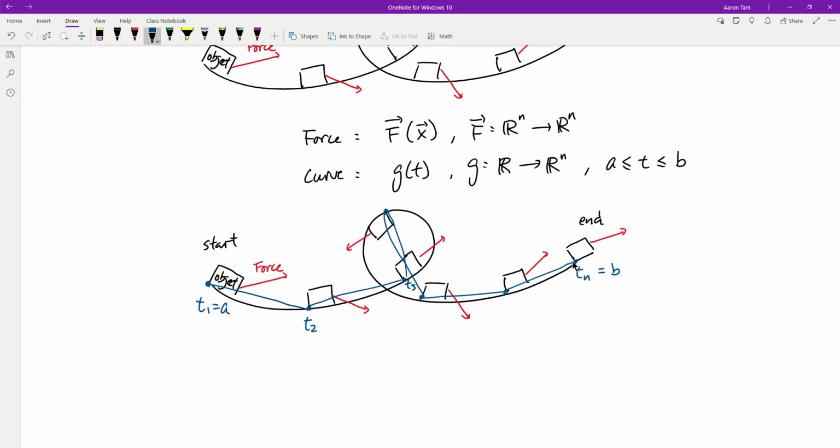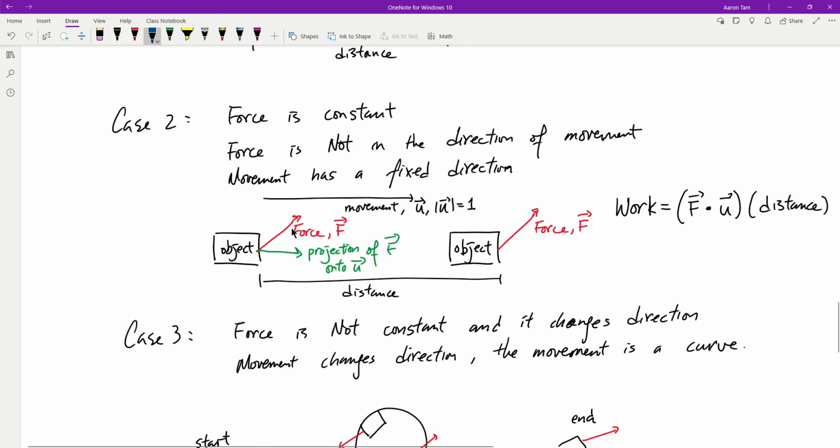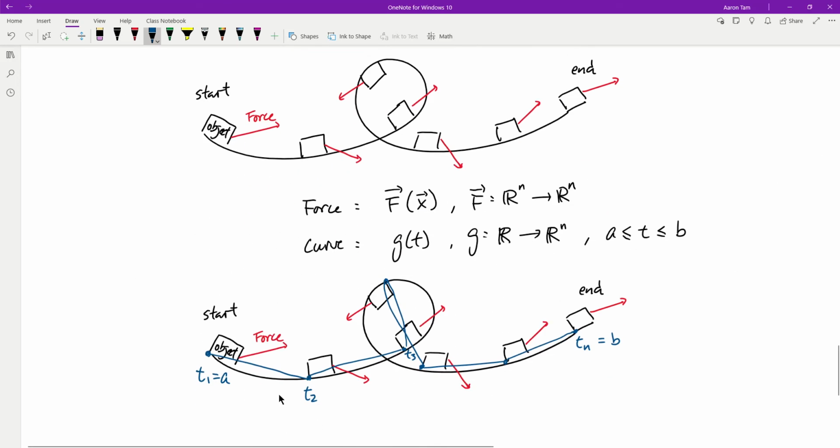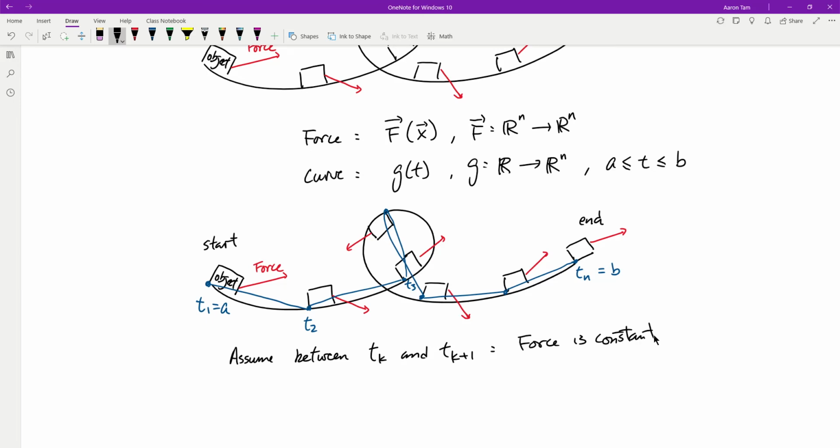If I do that, I would actually turn this picture into this case, where I assume between each of these 2 points, we will assume the following. Assume between t sub k and t sub k plus 1, meaning between 2 consecutive points, we're going to assume between these 2 points, the force is constant. It doesn't change direction, and it doesn't change magnitude.